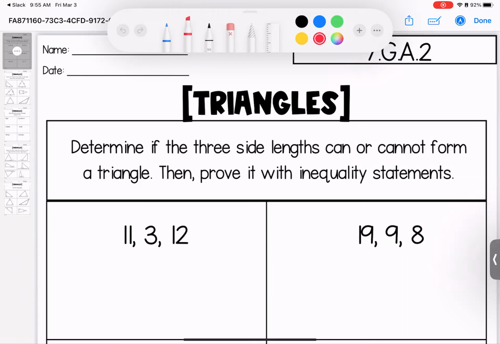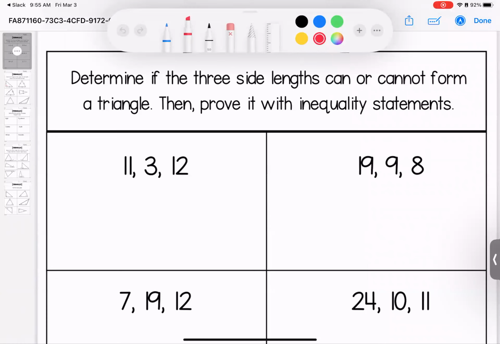Our first page is asking us to determine if the three side lengths can or cannot form a triangle and prove it with inequality statements. We learned in class that the sum of any two sides needs to be greater than the one that is remaining. If they all work out, then it is a triangle. If not, then it cannot be a triangle.